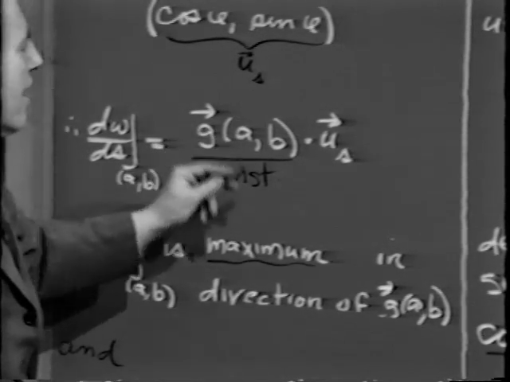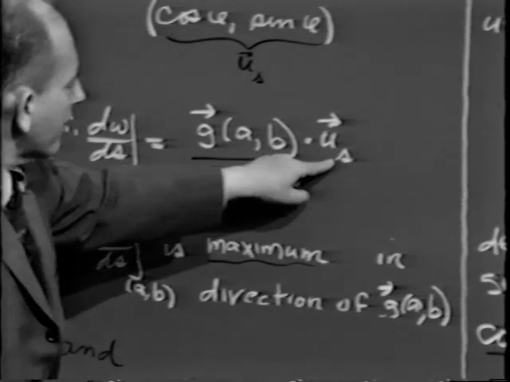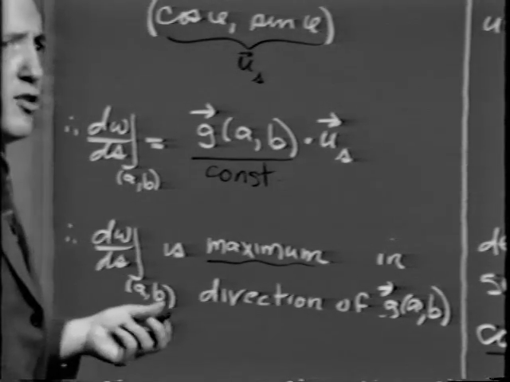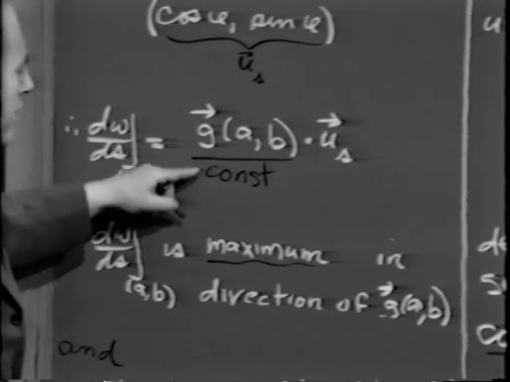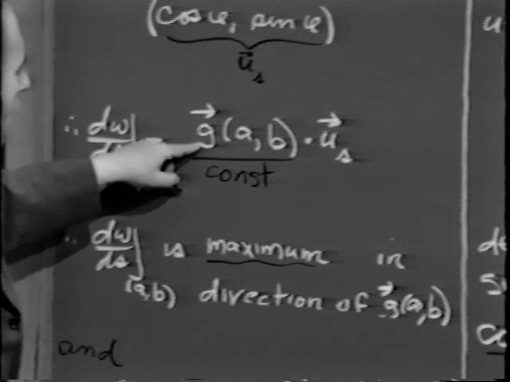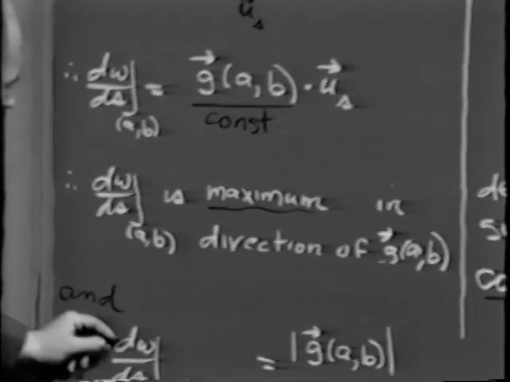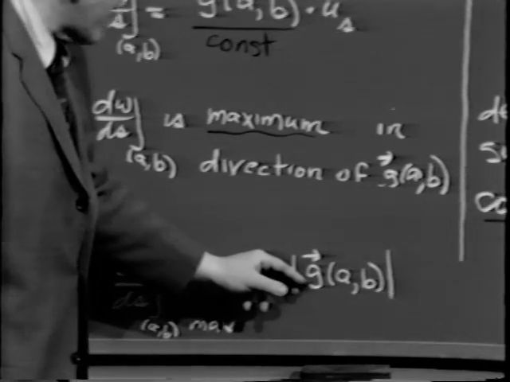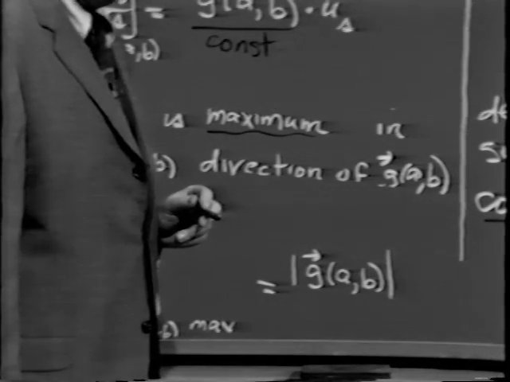The second thing is that when they are parallel, the cosine of the angle between them is 1, so the magnitude of this vector will just be the product of these two magnitudes, but the magnitude of u sub s, being a unit vector, is 1. Therefore, the maximum magnitude not only occurs in the direction of g, but it is also numerically equal to the magnitude of g. In other words, the maximum value of dw/ds evaluated at (a, b) not only occurs in the direction of the vector g, but that maximum magnitude is the magnitude of g evaluated at (a, b).